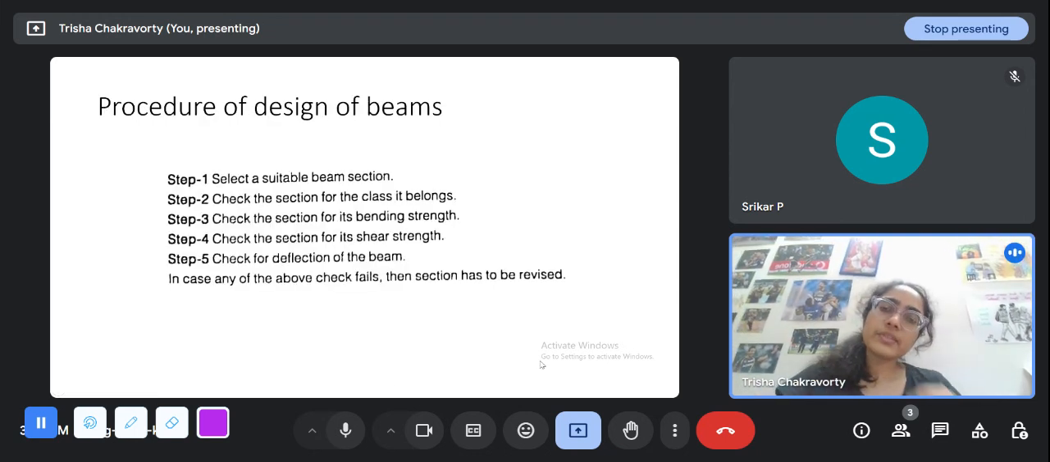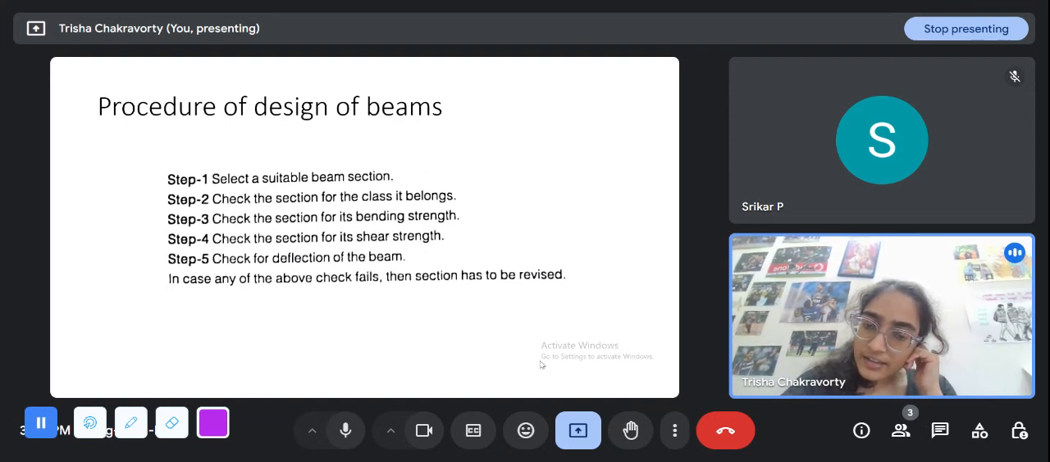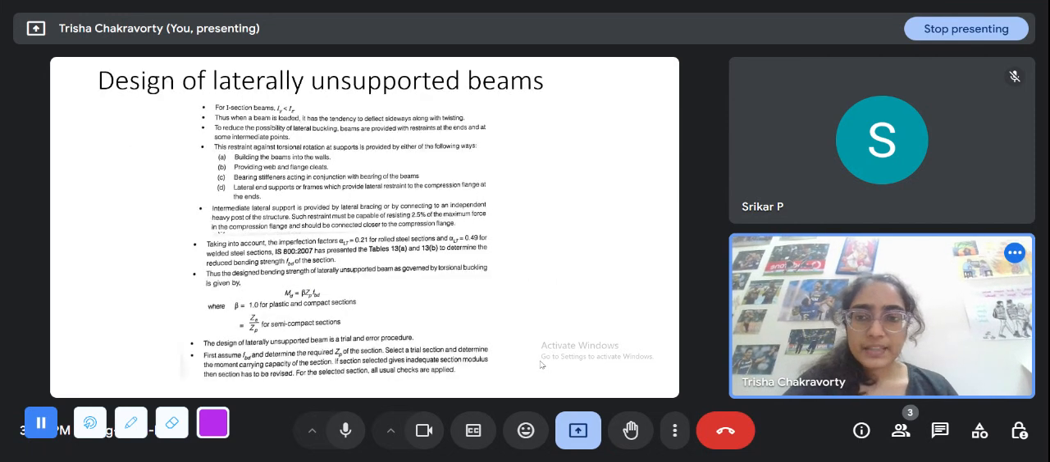The procedure of design of beams is, we will select a suitable beam section. We have to check the section for the class where it belongs: plastic, compact, semi-compact or slender. Then check the section for its bending strength, then check the section for its shear strength, and check for the deflection of the beam. In case any of the above checks fails, then the section has to be revised. And this is the design of laterally unsupported beams.